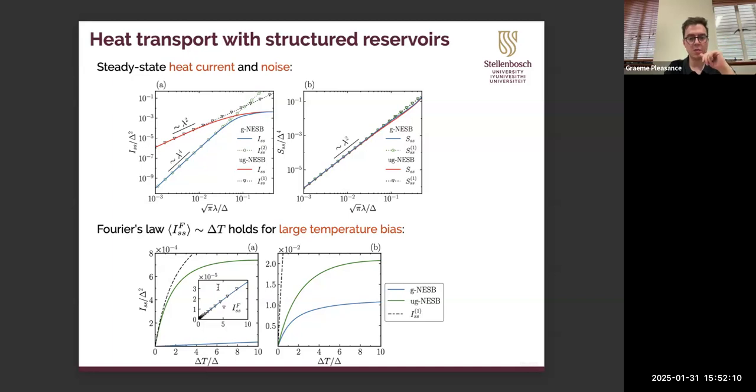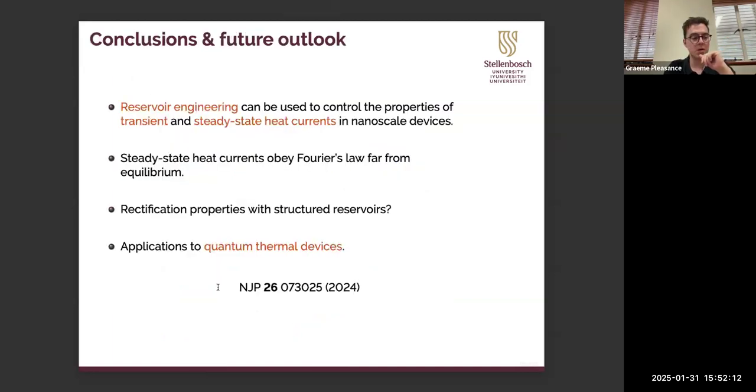And yeah, I think that's more or less the end of the talk. So I think I have only like 5 minutes or so left. So yeah, just a very basic conclusion.